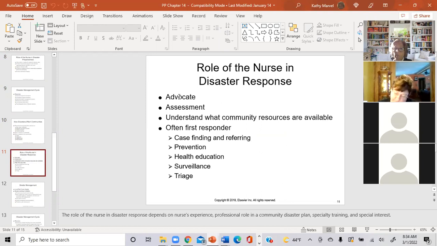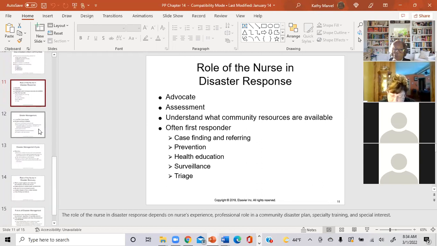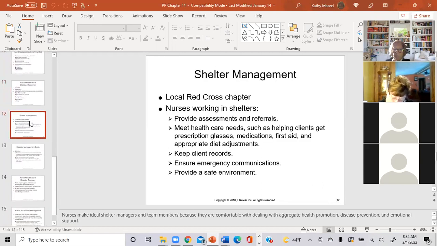Okay, so advocate, we're going to be doing assessments. We need to understand what community resources are available. We're often the first responder. So look at all the different roles we might be performing in. You know, what if we're in a shelter? What if we would have been assigned to do shelter management?